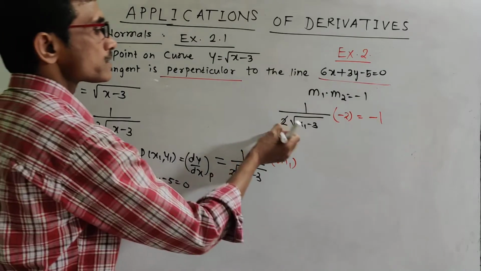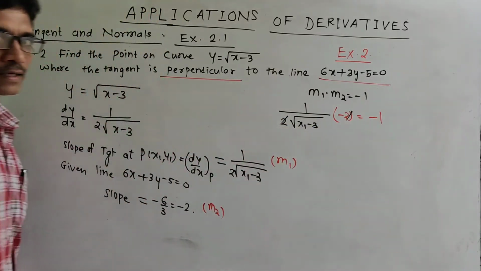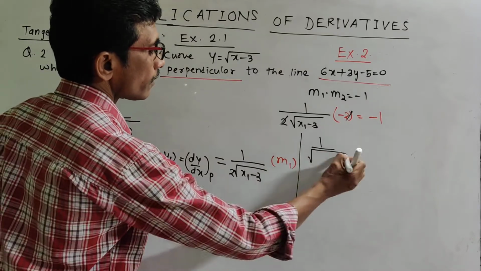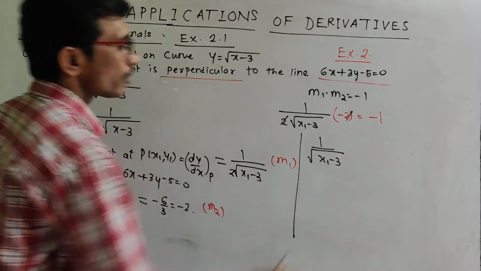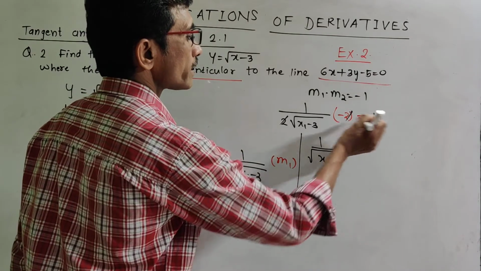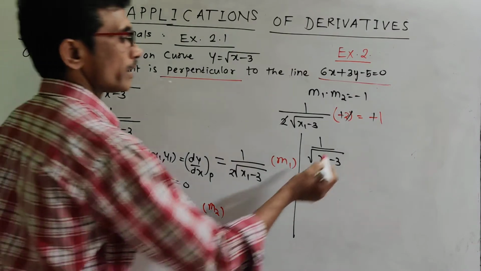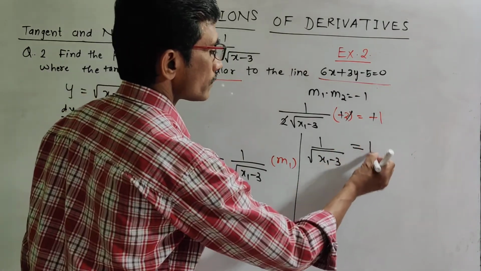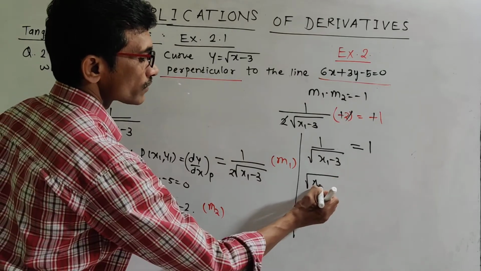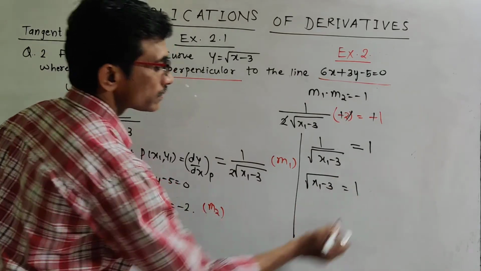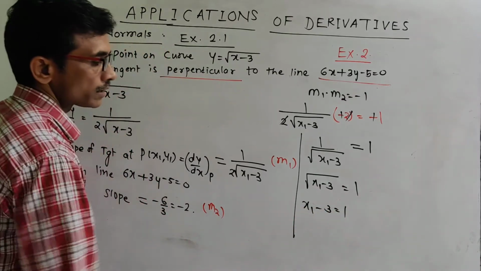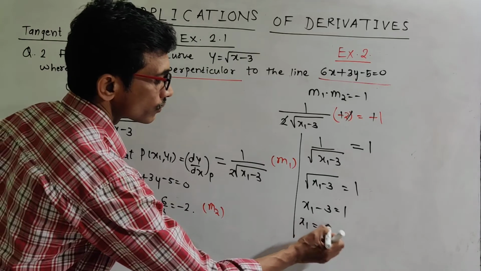Now this 2 is getting cancelled, this minus sign also will get cancelled, and here we will get 1 upon root of x1 minus 3 will be equal to, the minus sign will also get cancelled, it is equal to 1. So root of x1 minus 3 is equal to 1. That means x1 minus 3 is equal to 1. That means x1 is equal to 4.